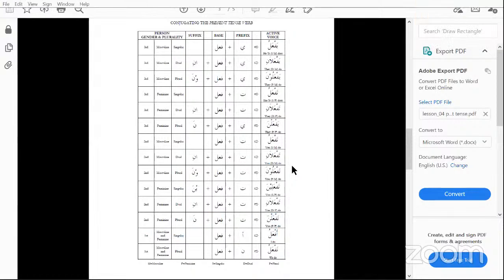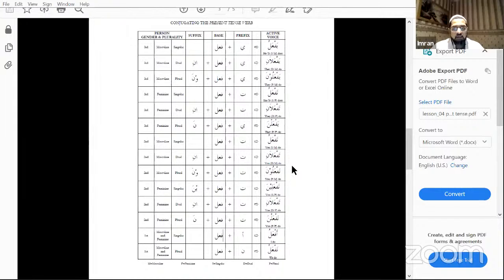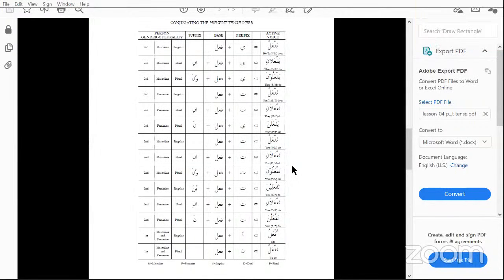Okay. So yaf'alu is he does. Is that what you want me to do? Yes, yaf'alu, he does. And explain to me what has been added to make the actual present tense. Okay. So yaf'alu, we've added the ya at the beginning.